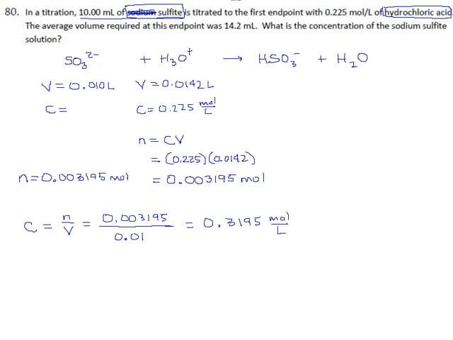A small tweak with this one, significant digits: they gave us 3 for a couple of these data, 4 for others, so our answer should only have 3, which means instead of 0.3195, this should round to 0.320.